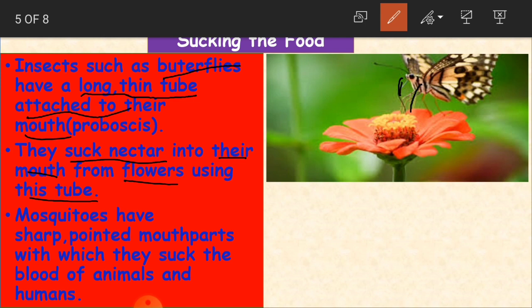the nectar. This nectar, where is the nectar? It is on the flower. So this flower consists of nectar. Nectar is a type of sugar syrup which is in the flowers, here in the pollen grains. So this nectar is sucked by their mouth using this tube.